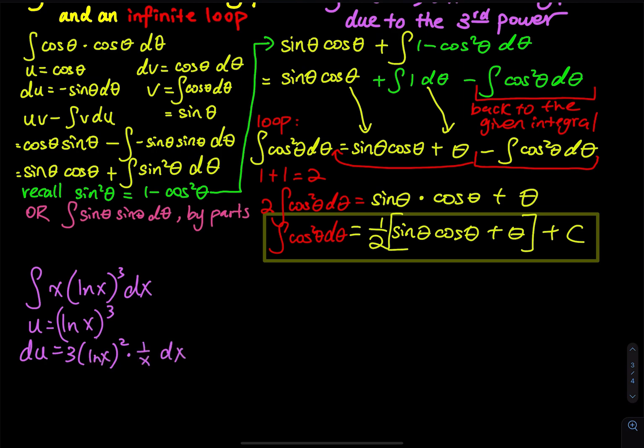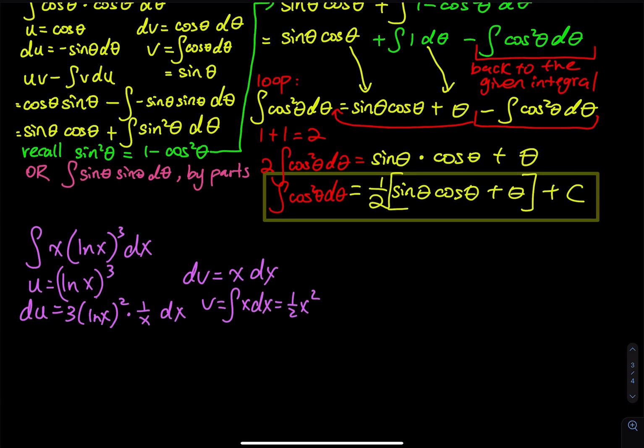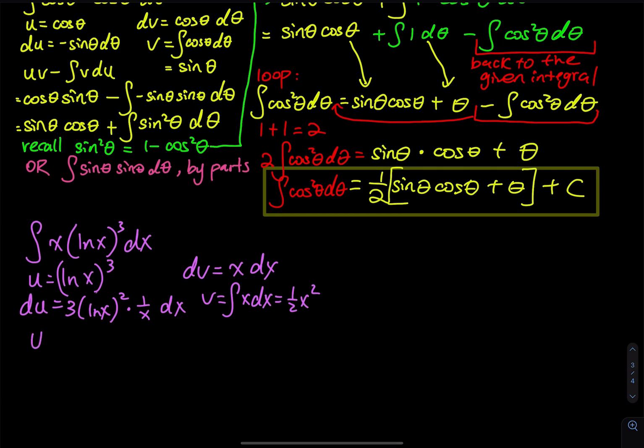So this is a ln x. Okay, so that is my du, and then what is my dv? My dv is everything else, so that is x dx, and then the v is equal to the integral of x dx, that is equal to 1/2 x squared. And then you will reach your first integration by parts: uv minus the integral of v du.